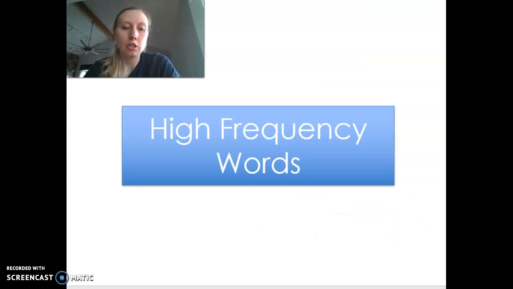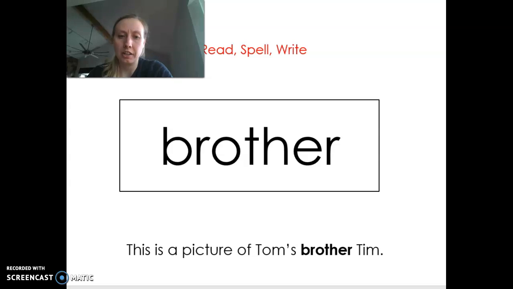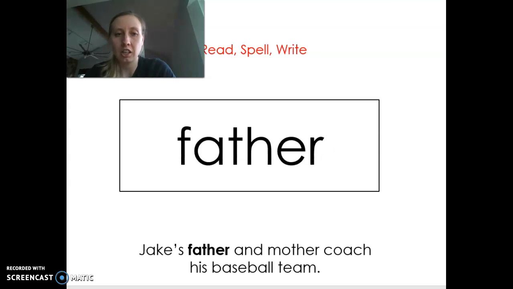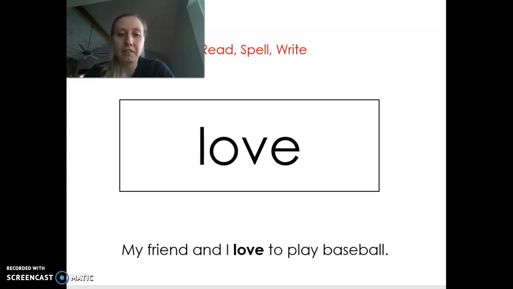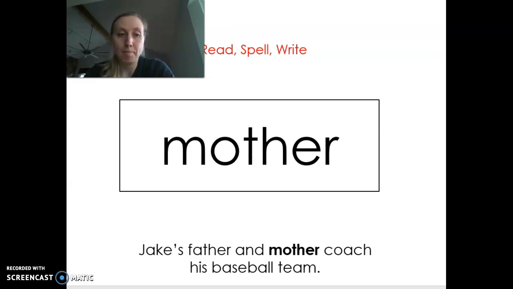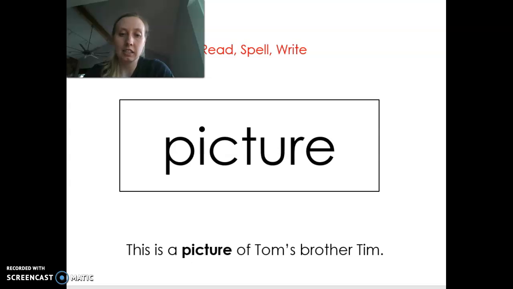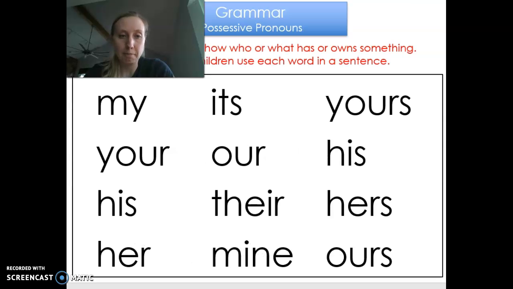Okay, so my high frequency words are brother. This is a picture of Tom's brother, Tim. Father. Jake's father and mother coach his baseball team. Friend. My friend and I love to play baseball. Love. Mother. Picture.